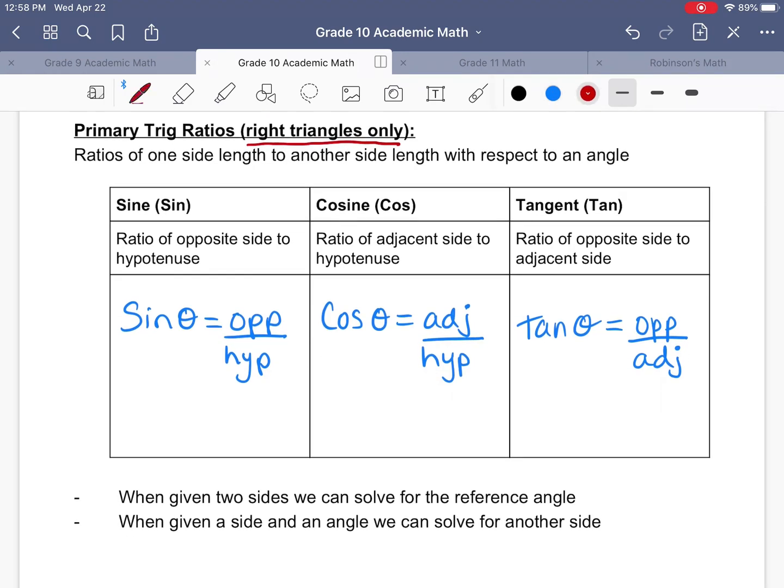We can take a look at the bottom statements here because when given two sides, we can solve for the reference angle. And when given a side and an angle, we can solve for another side. And I should put here that this other angle is in addition to the 90-degree angle.